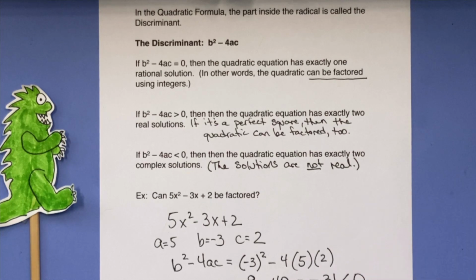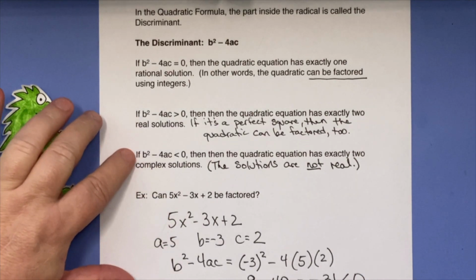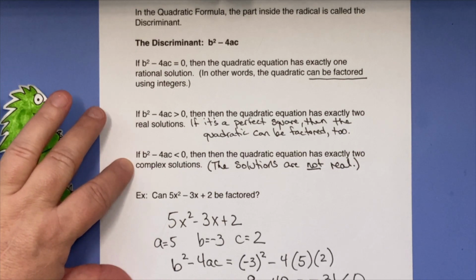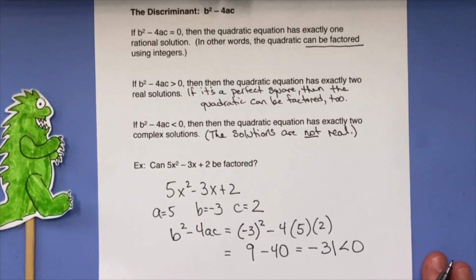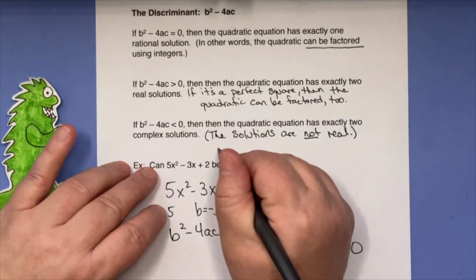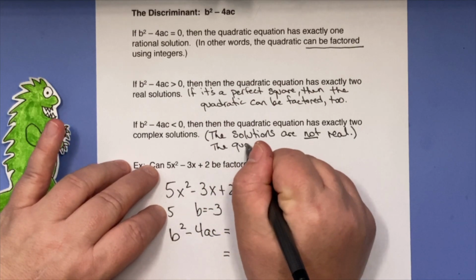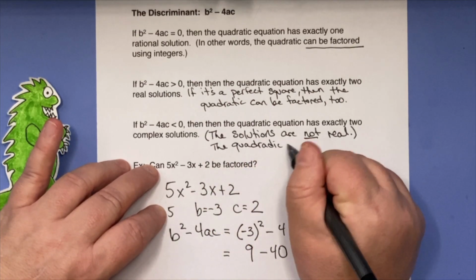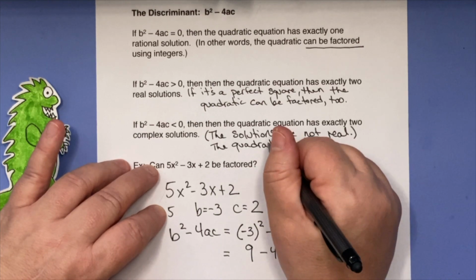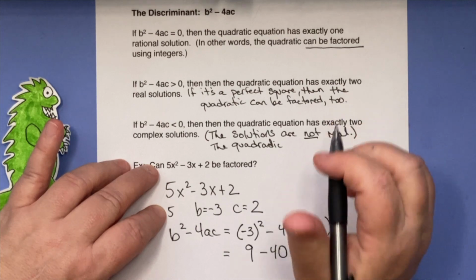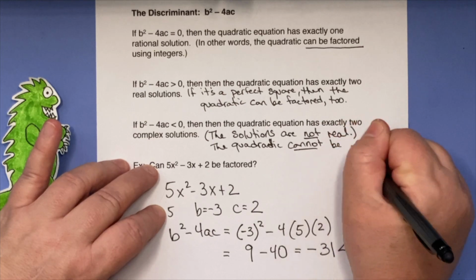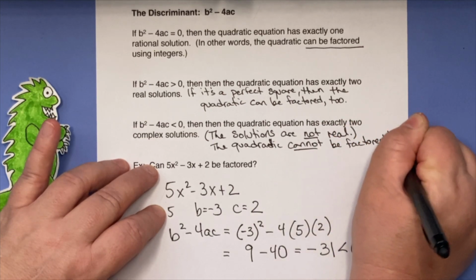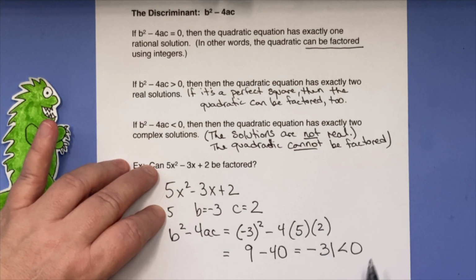That's less than 0. So what does that mean? The quadratic equation has two complex solutions. They're not real. Oh, you can't see that. I'm sorry. The solutions are not real, which means I should write here the quadratic cannot be factored. So this is less than 0. So the answer is no. It can't be factored.